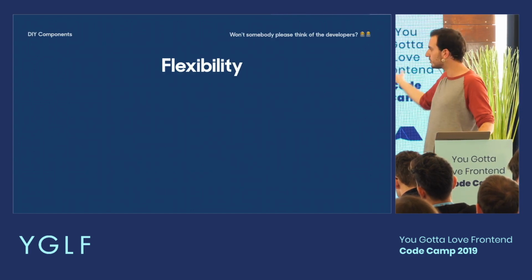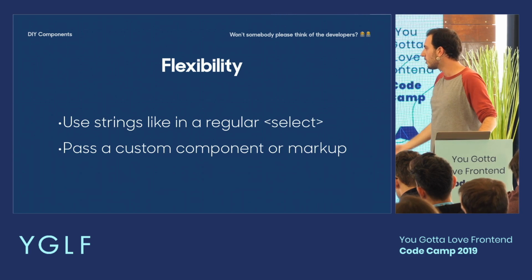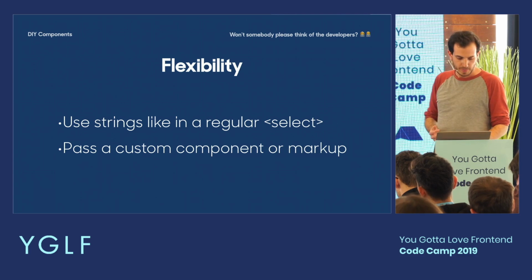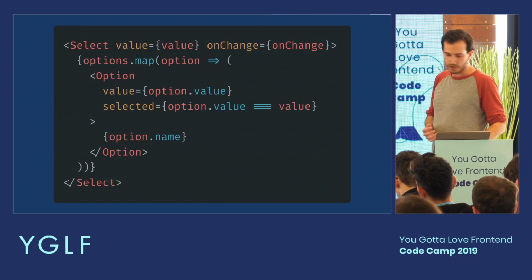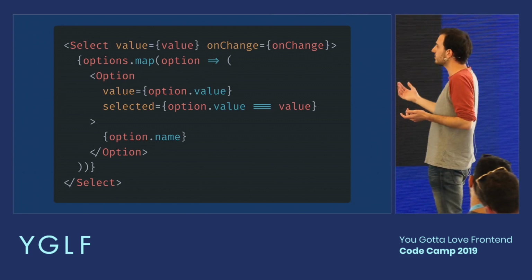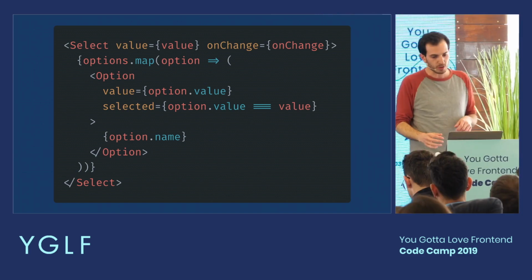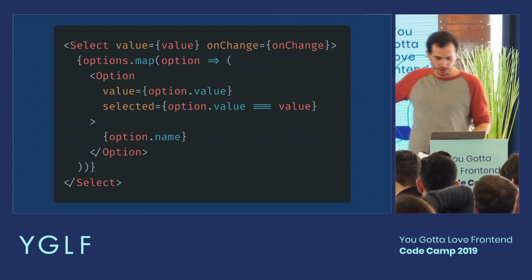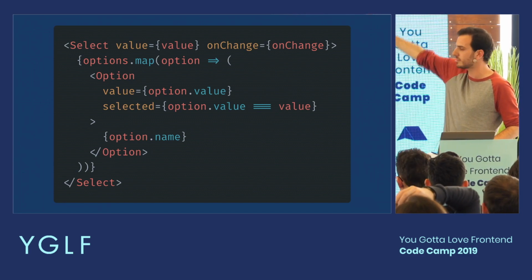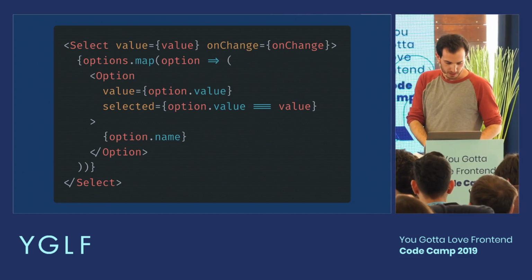We define flexibility in this component as: it can either use strings like in a regular select, or you can pass it a custom component or some markup and it'll render that. So if you try to do this, the first way that would come to mind, if you're trying to imitate the HTML API like we discussed earlier, is to create a select component and render inside of it an array of options. And remember, this is a controlled component, so you can't really pass an on-click function to each option. It has to be through the select. Otherwise, the select is not aware of the value correctly.